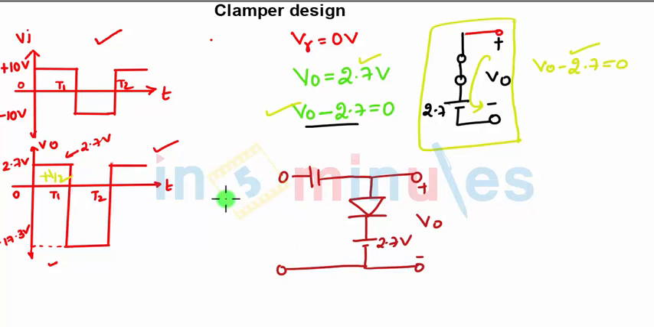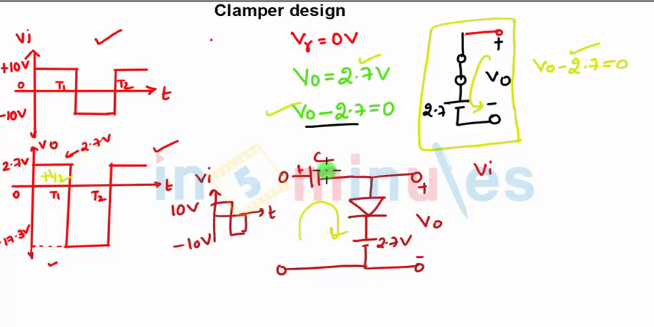Now the input voltage is 10 volts peak to peak. In order to cross check, for the two steps, this is your VI, 10 volts and minus 10 volts. For step 1, we apply KVL in the input loop when the diode is forward biased. So you'll get VI minus VC minus 2.7 equals 0. So this will give you VC as 10 minus 2.7, which is 7.3 volts.